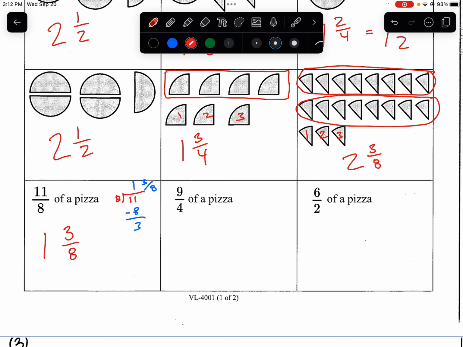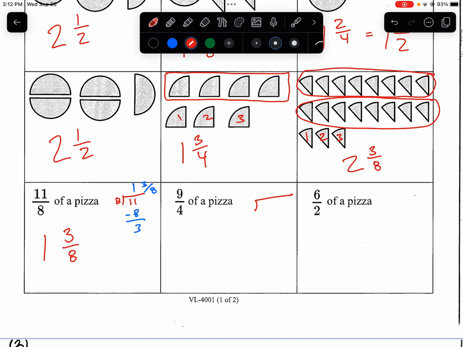Next, 9/4 of a pizza. You could think, well, 4 goes into 9 twice. We can also divide if you prefer. So it's 9 divided by 4. 4 goes into 9 twice. 4 times 2 is 8, so we subtract, and we are left with a remainder of 1, which we turn into a fraction, 1 over 4. So we have 2 1/4. So 9/4 of a pizza is the same thing as 2 1/4 of a pizza. And finally, we have 6 over 2. Many of you know the answer. It's pretty simple for you. If we had 6 halves of a pizza, you can actually make 3 pizzas out of 6 halves.